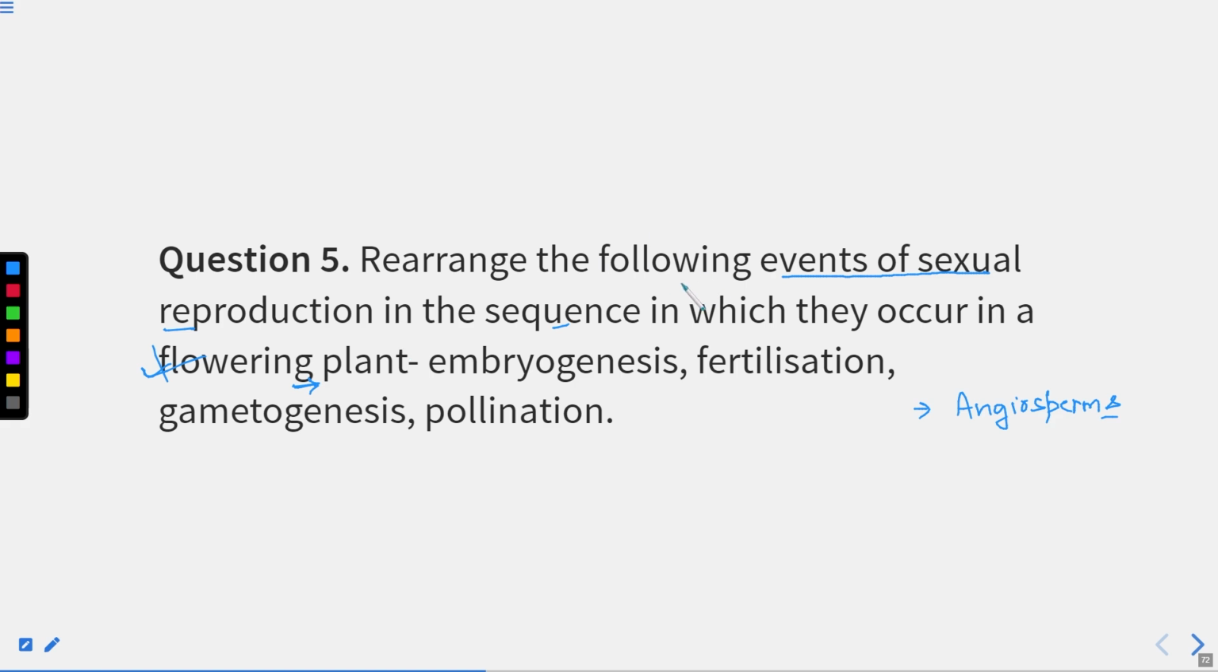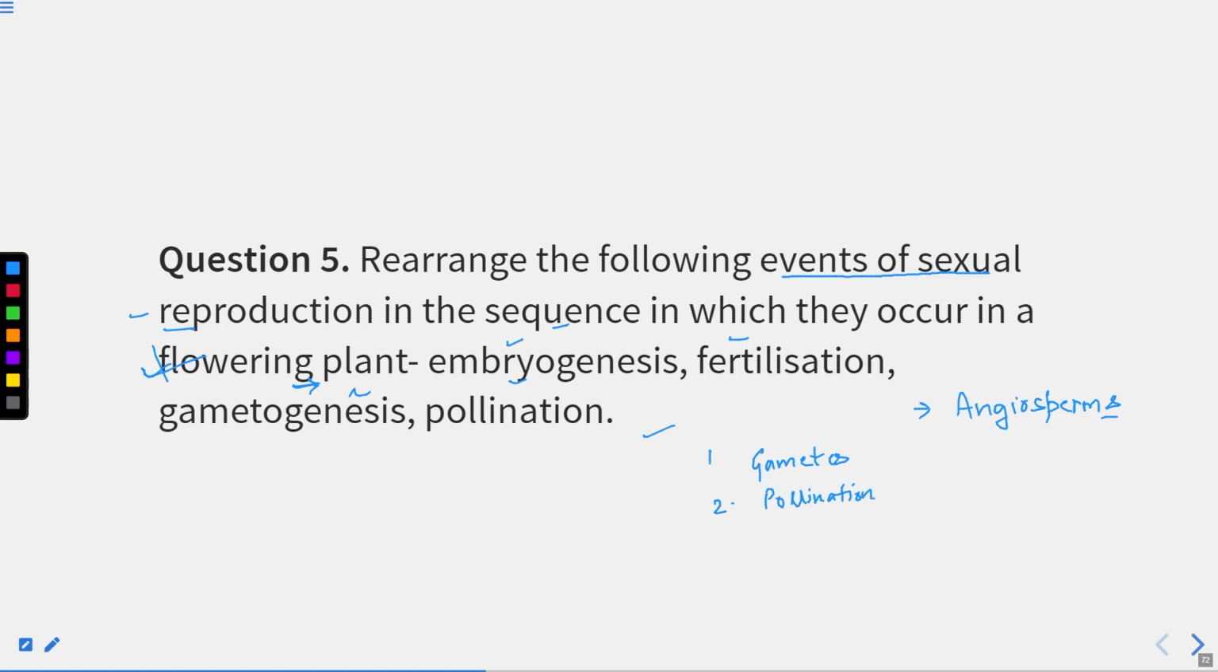Alright. So the events have been given. Embryogenesis, fertilization, gametogenesis, and pollination are given. So these are the events of the sexual reproduction. You have to arrange them. You already know what happens during gametogenesis. During gametogenesis, gametes are formed. So first gametes will form. Then the gametes will be transferred from one plant to another plant or within the same plant also. So next will be pollination.